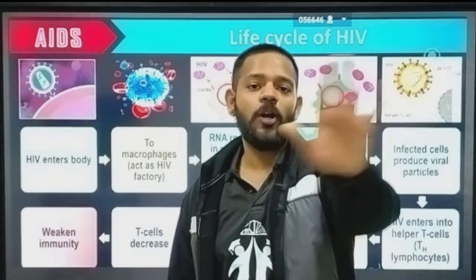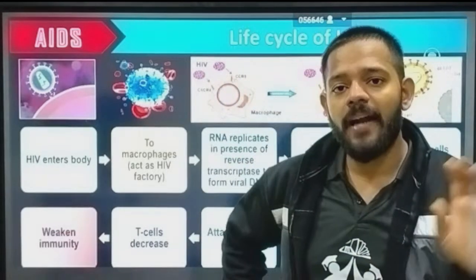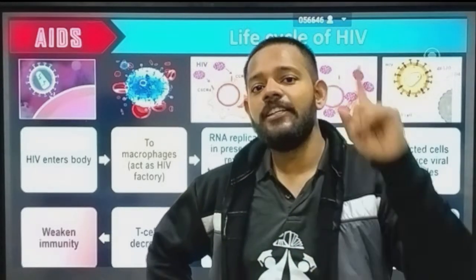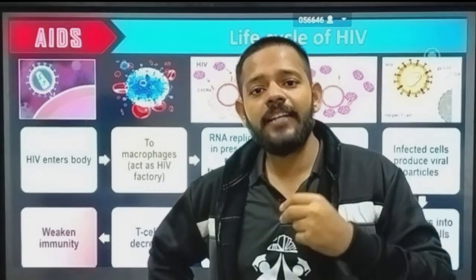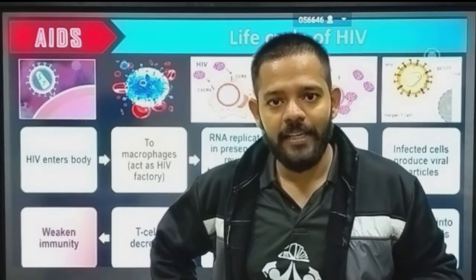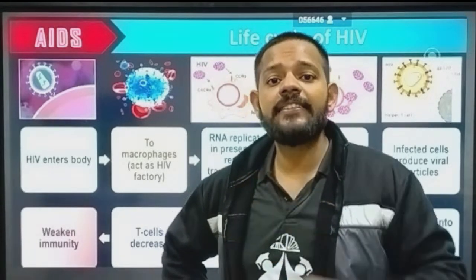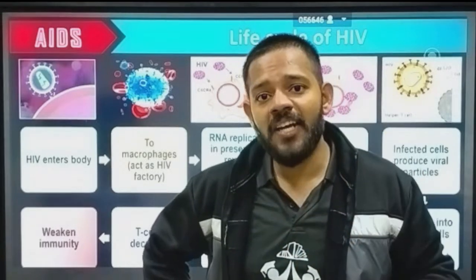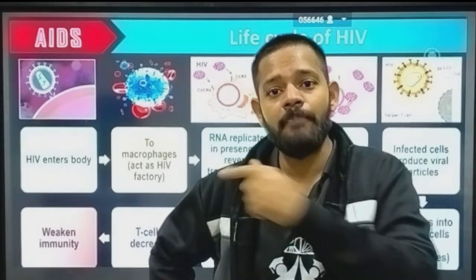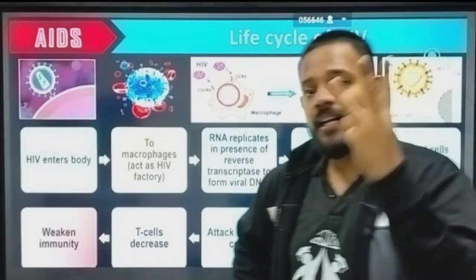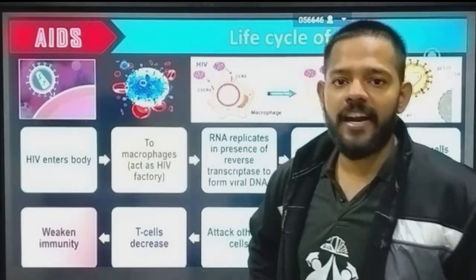Now look, what did we study in the initial part? First line of defense, second line of defense and third line of defense. First line of defense is your physical barrier and physiochemical barrier. Second line of defense is your cellular barrier and cytokine barrier. In the second line of defense we studied the cellular barrier, and macrophages are part of it. And the third line of defense is your acquired immunity.